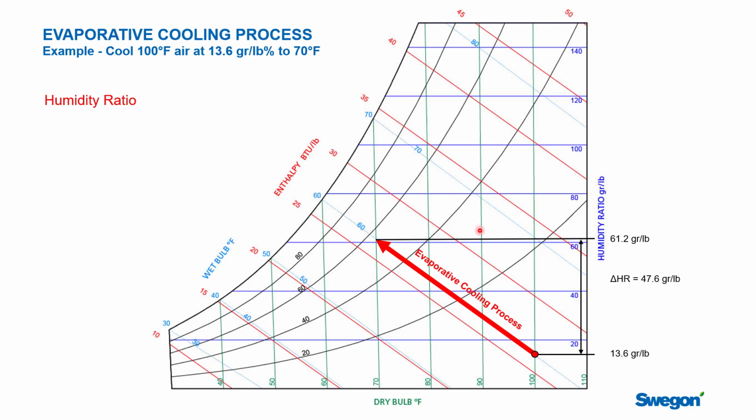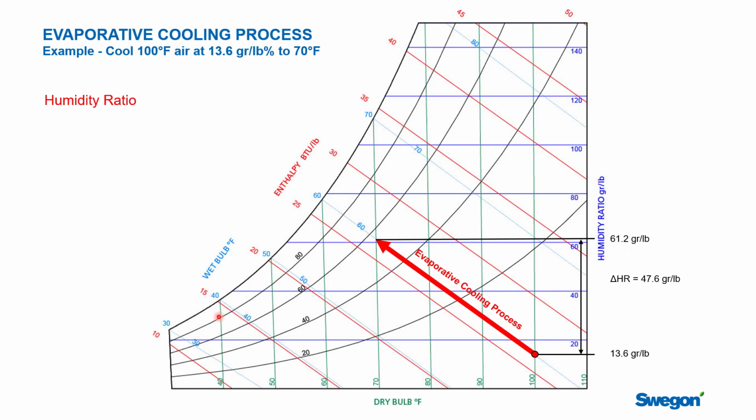Now, the whole reason that we were able to cool this air was because we used the heat that was in the air to boil water, and that water vapor ended up in the air. So we started with air at 13.6 grains per pound, very dry, and we ended with air that had 61 grains per pound in it. So we significantly increased its humidity ratio.